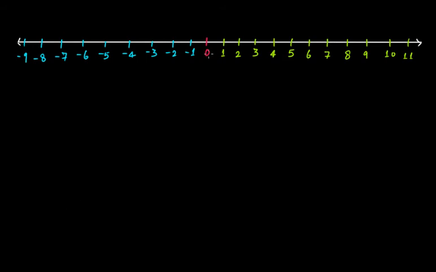Let's say that you are at 0. This is the last one. You are at 0 and you are asked first to move towards the right and take 4 steps. So you move towards the right and you take 4 steps. 1, 2, 3, and 4. So you land at 4.